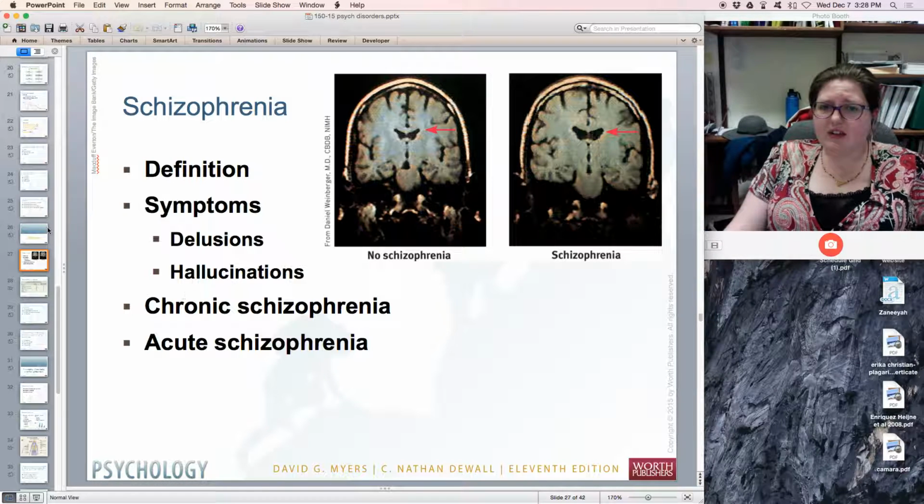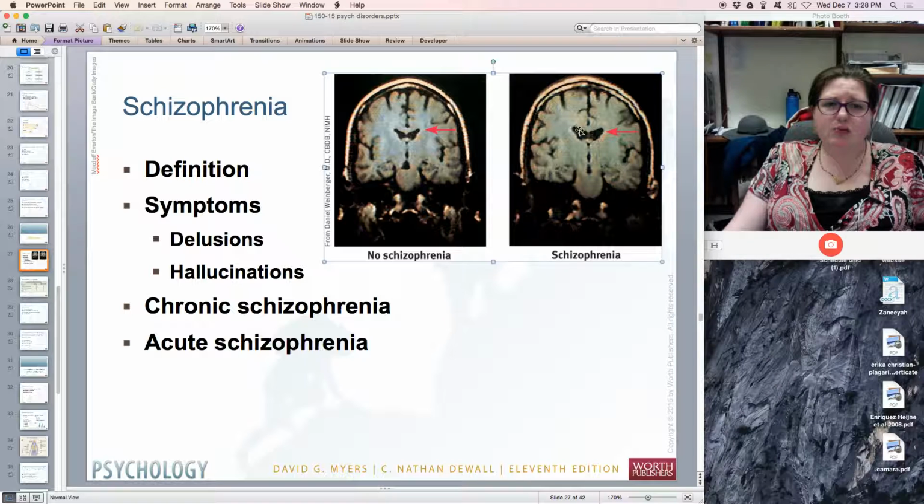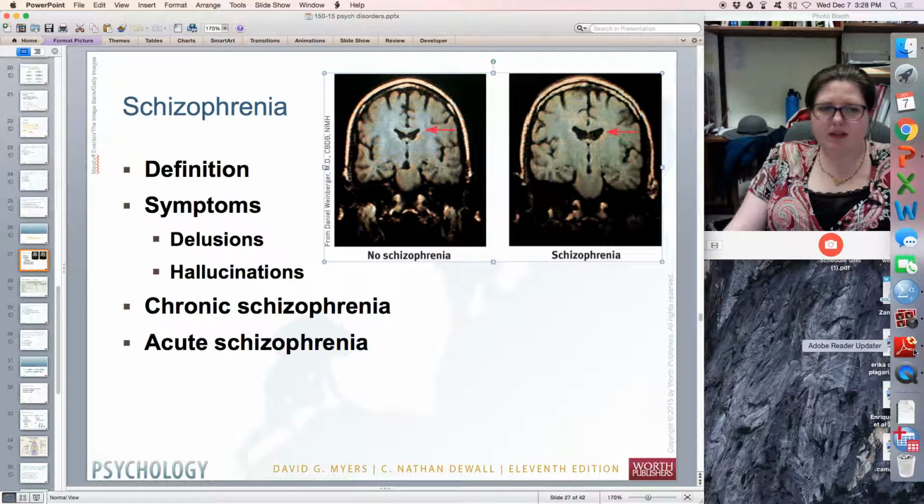And you can see here in the PowerPoint how the brain has a few differences. I think in your book it might show you the parts of the brain that light up, but you can also see the structures in the brain are even a little bit different in a brain that has schizophrenia and one that doesn't.